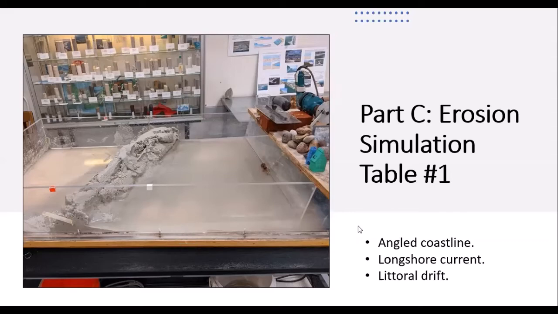In this demonstration, we accurately show the migration of sand in the form of littoral drift moving downstream along an angled coastline. Again, at the bottom of the screen, we can see the accumulation of sand. With a normal coastline, sand will naturally migrate down the coast.